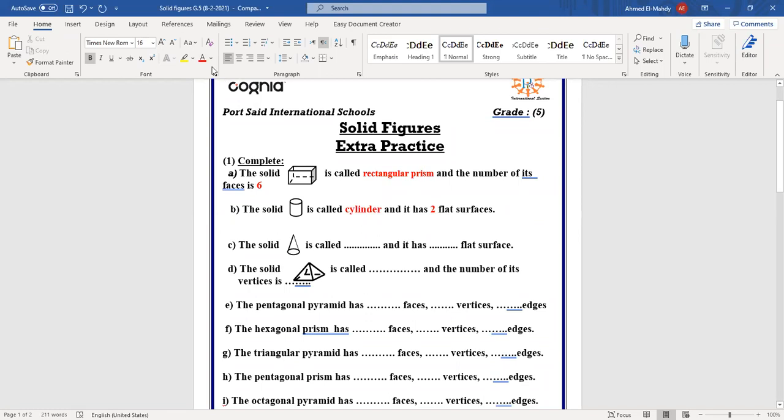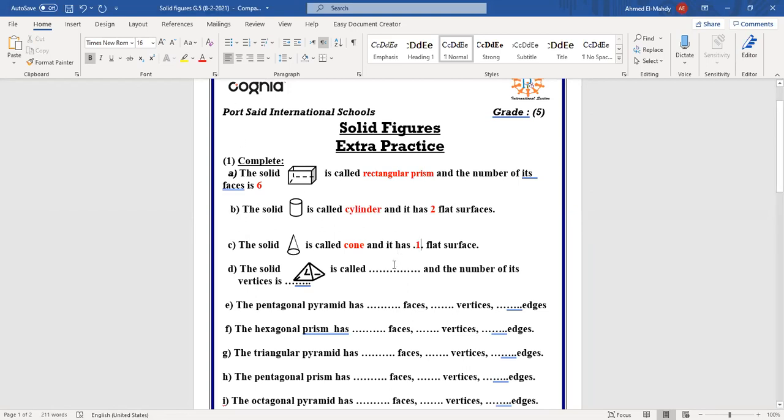Okay. What is the name of this solid? It's called a cone. Cone. Okay, how many flat surfaces in it? How many bases? 1. Only one. This is a circle.